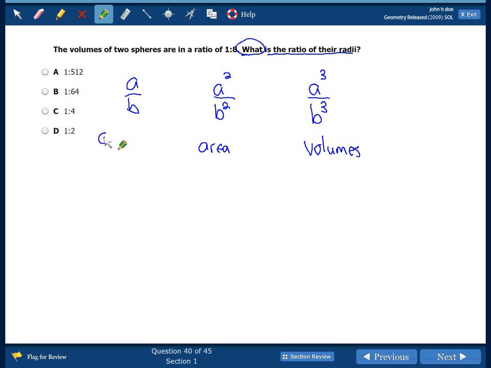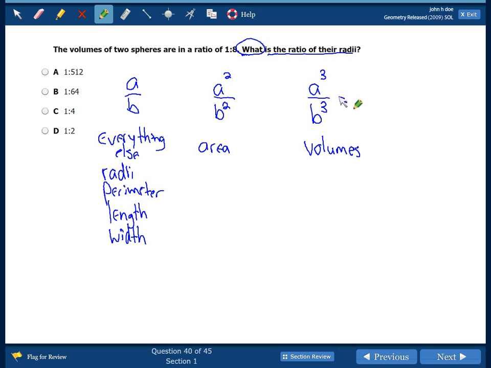And A over B was the ratio of everything else, which was like radius, or radii as they use here, perimeter, length, width. So I'll probably run out of lines, but we can keep going on and on. Length, width, circumference, height, things that are in one dimension. Remember, we would measure everything else in terms of centimeters, area in terms of centimeters squared, and volumes in terms of centimeters cubed.